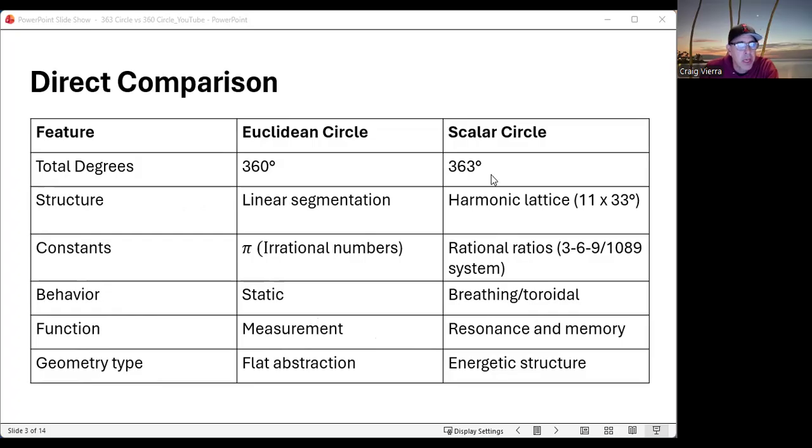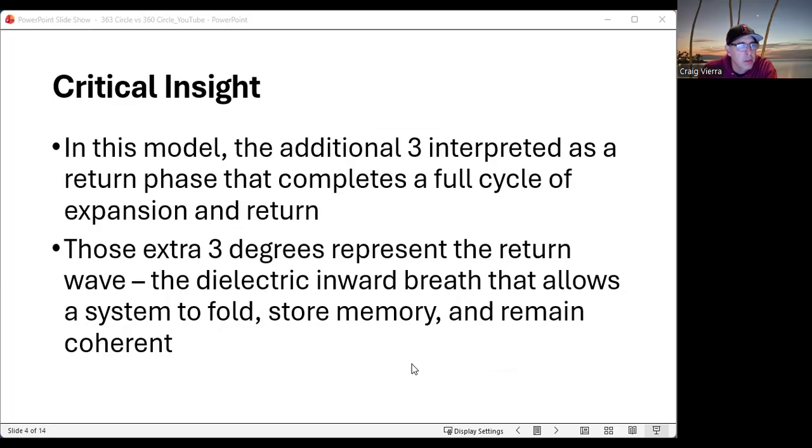When we look at the scalar circle, it's all about resonance, memory, and cyclic flow. The geometry type is more flat and abstract for the Euclidean circle, and over here we're going to talk more about energetic structure and flow. In this model, the additional 3 degrees from 360 to 363 degrees can be interpreted as a return phase that completes a full cycle of expansion and return.